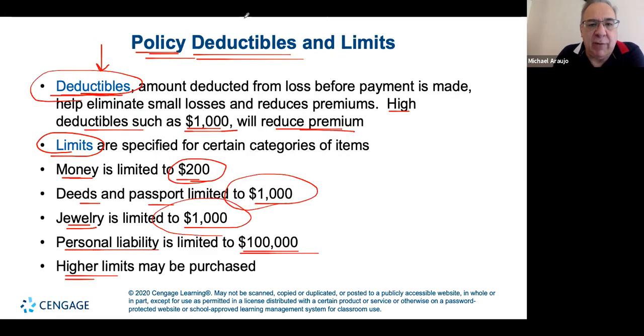Okay, and we're going to spend all of our time next time on the auto policy, which is super important for you to understand because you all drive, so it's important to understand the risks you're taking and how to cover them.